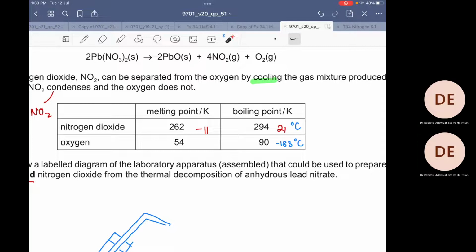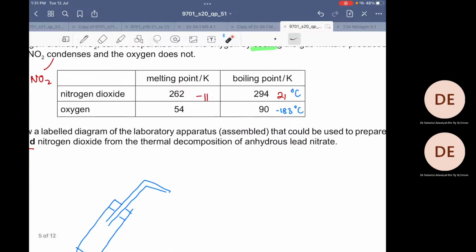Your tap water is probably around room temperature, assuming that the tap water is the same temperature as your room temperature, it would be 25 degrees Celsius. So the fact that you need to decrease the temperature down a little bit, you can use ice. Whereas negative 183, you cannot achieve that temperature using ice. It's impossible. You would need a more complicated setup, okay?